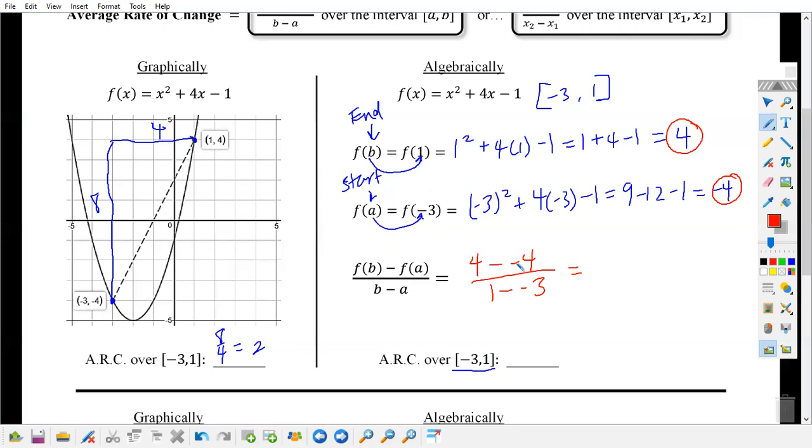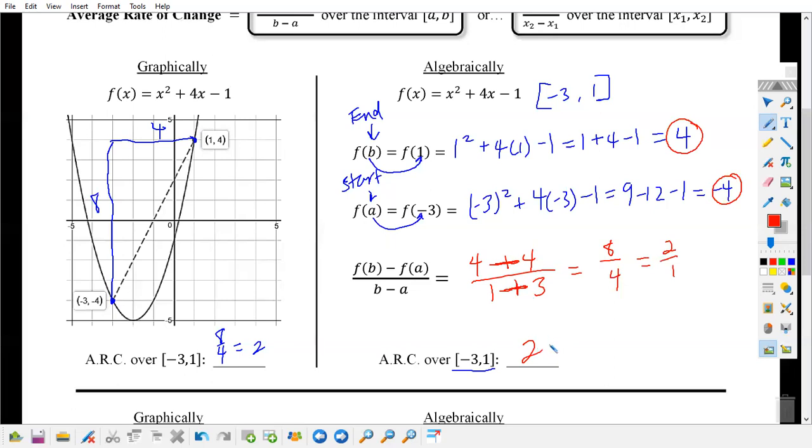Okay, a negative times a negative makes a positive. So this is actually 4 plus 4, which is a negative times a negative, actually a positive, which makes this 4. So lo and behold, 2/1. So our average rate of change is 2. Do we see how that works?